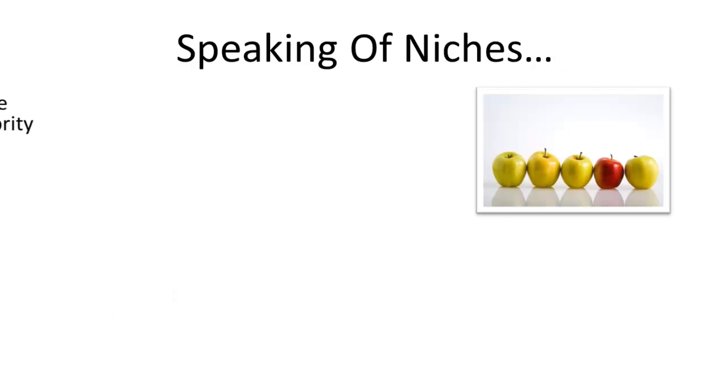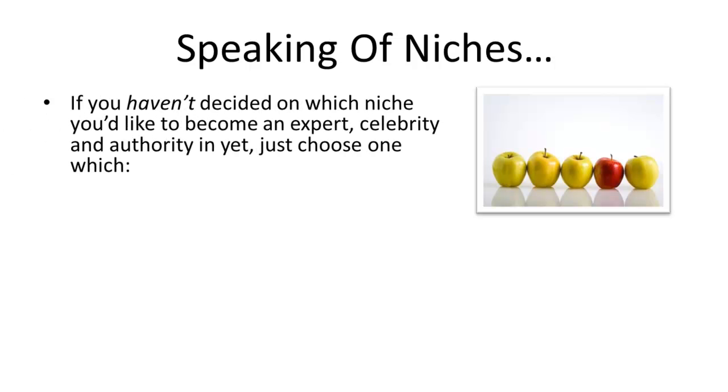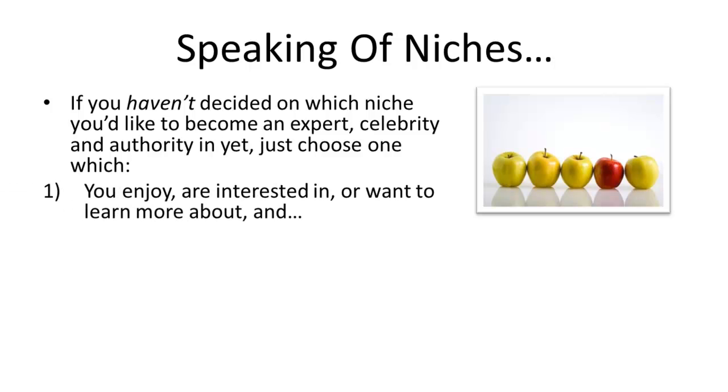Okay? Now, speaking of niches, you may be thinking, James, I don't have a niche yet. Well, if you haven't decided on which niche you'd like to become an expert, celebrity, and authority in yet, because I'll be showing you how you can become all three of those in your niche, just choose one niche which, firstly, you enjoy, are interested in, or want to learn more about. So follow your passion. That's the most important thing, because the worst thing you can do is choose a niche you're not interested in, which you will not want to get out of bed for in the morning, and you think, oh, I can't be bothered to do that. That's just having another job, right? Instead, you need to follow your passion, because ultimately that will show through in your content and your marketing, and you will just become a lot more successful at it as well as having a great time doing it as well. So find something you enjoy, are interested in, or want to learn more about.